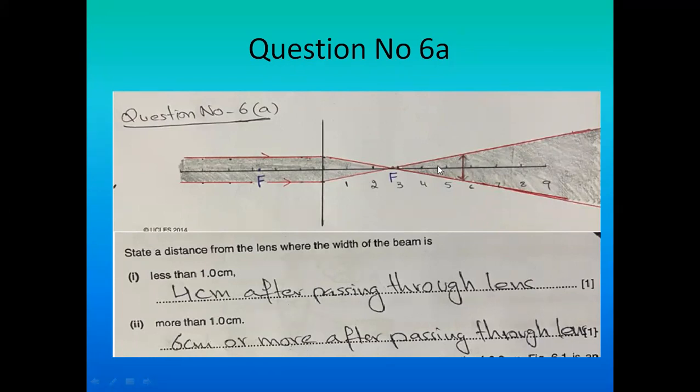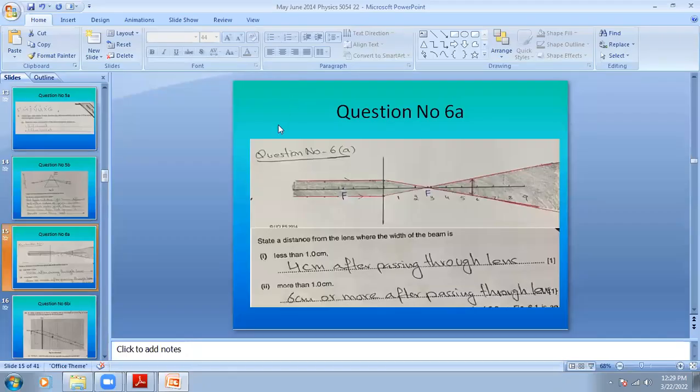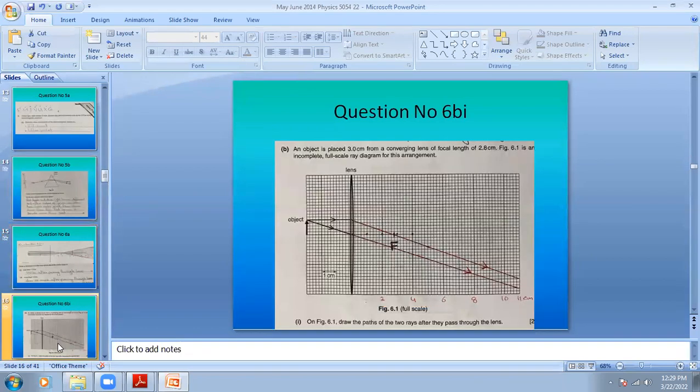Okay. Then more than 1 centimeter. After this, the width of the beam is more than 1 centimeter. So very easily you can say that at 6 centimeter after passing through the lens, the width of the beam will become more than 1 centimeter. So hopefully you understand this, and this is a very tricky question. I have tried to explain that part to you.